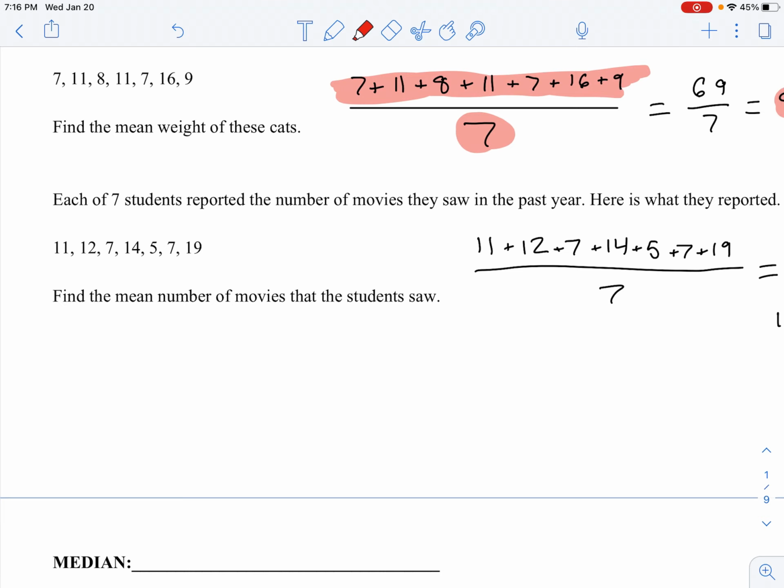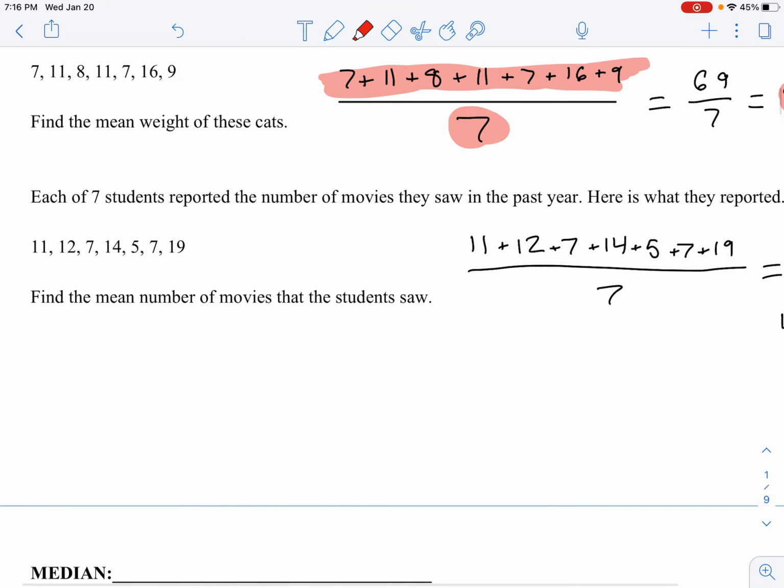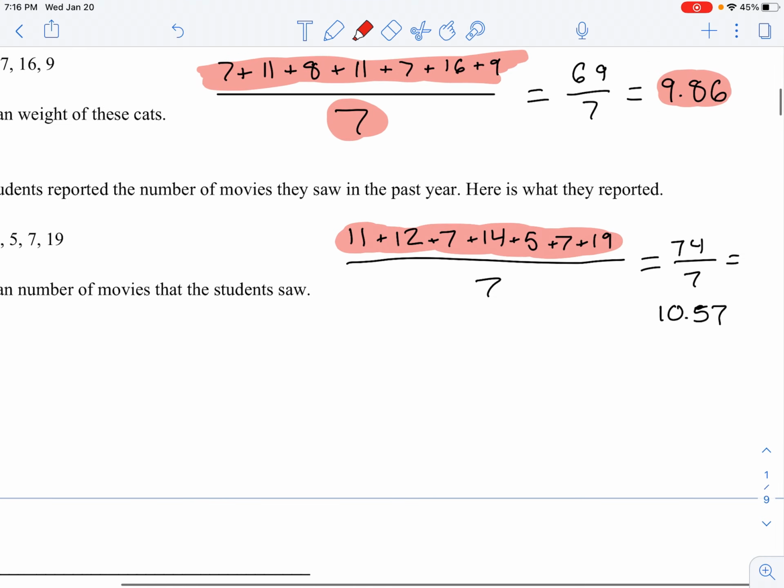Next, each of 7 students reported the number of movies they saw in the past year. So I took all of these movies that they watched, each individual watched one of these numbers worth of movies, and I divided it by the number of students, which was 7 in this case. So my answer was 74 divided by 7, and I got 10.57. So again, if I had to guess or estimate in the future, I would say probably that student's going to watch somewhere around 10.5 movies.